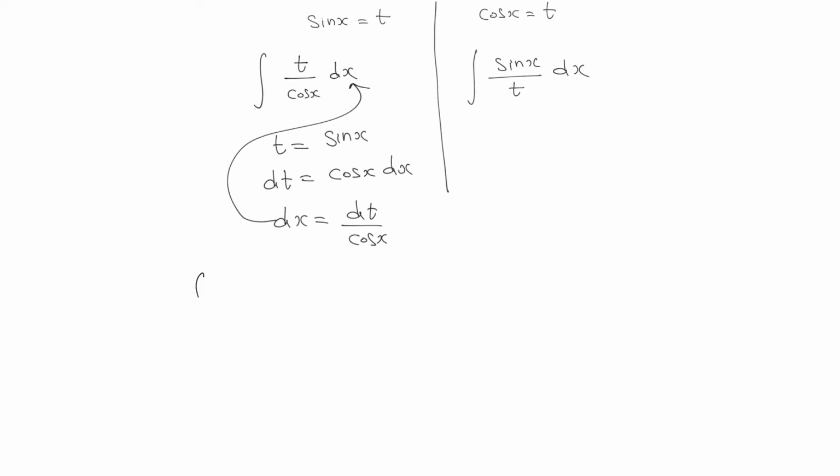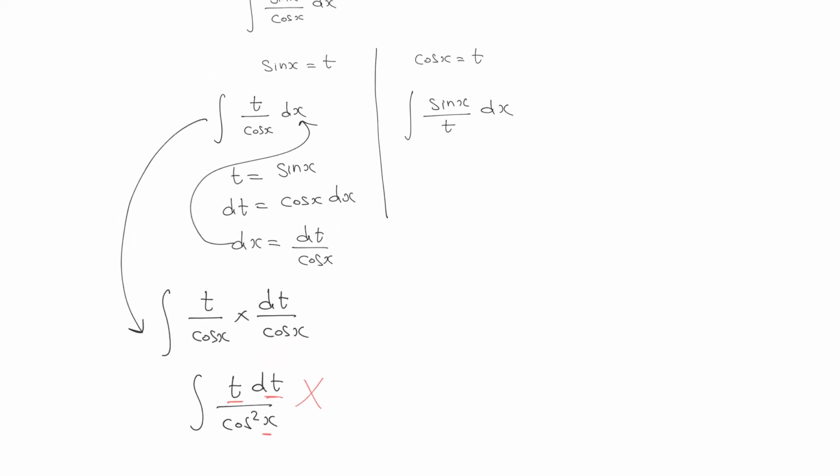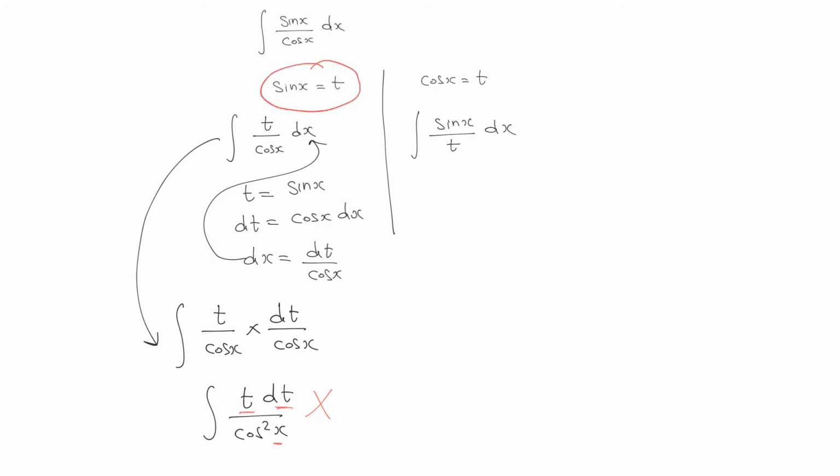If I rewrite this equation, it is equal to t divided by cos x into, dx written as dt divided by cos x. So we get integration of t dt divided by cos square x. We know that it is not possible to integrate this. To integrate, either we should have a term of t dt or a term of x dx. We cannot integrate a mix of variables t and x with respect to dt. So it is not possible to integrate this function, and we can say that this substitution is basically wrong.